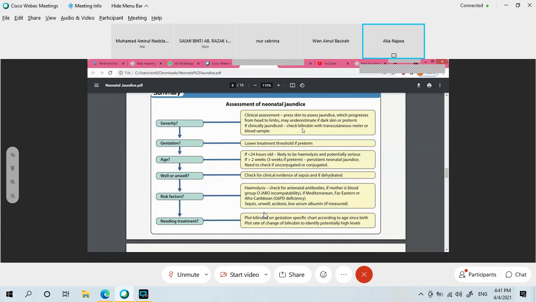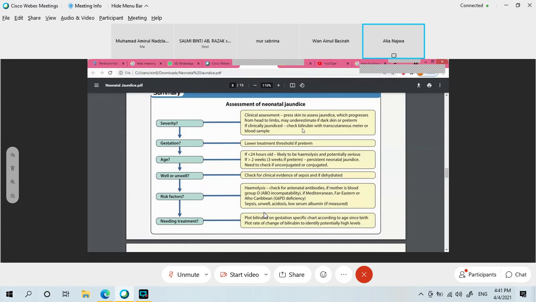And if it is less than 24 hours old, it is likely to be hemolysis and potentially serious. If it is more than 2 weeks of age, or 3 weeks for preterm, it is persistent neonatal jaundice. So we need to check if it is conjugated or unconjugated, because unconjugated bilirubin can cross the blood-brain barrier and cause kernicterus. And then we have to check whether the baby is well or unwell.